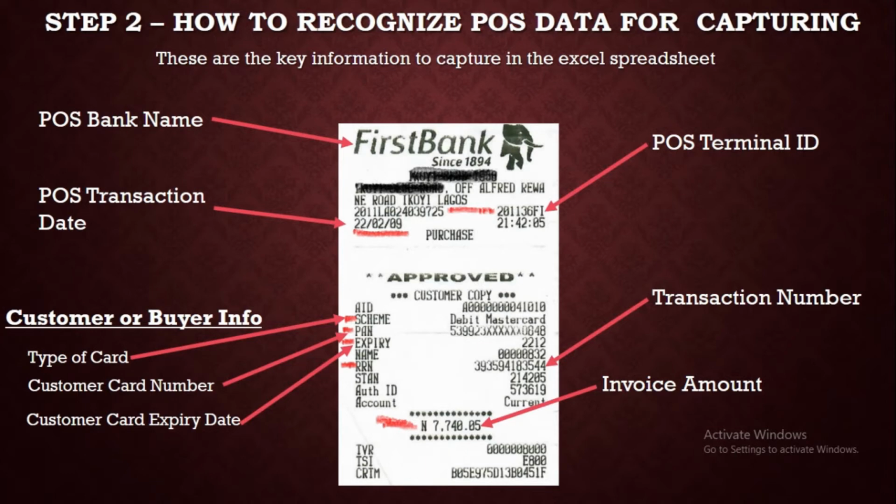And I want to show you where that information is captured on this receipt. PAN is the card number. So your customer who uses his card has the card number, okay? The scheme is the type of the card that was used. PAN is the number on that card.